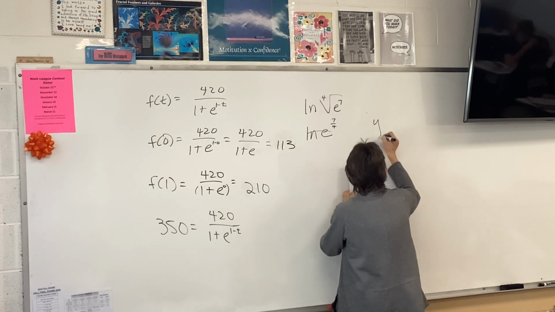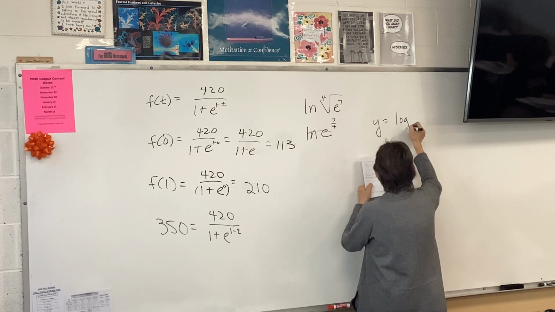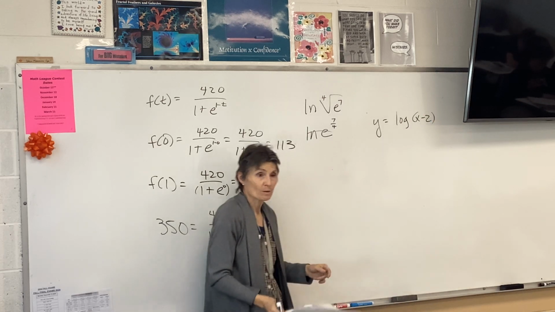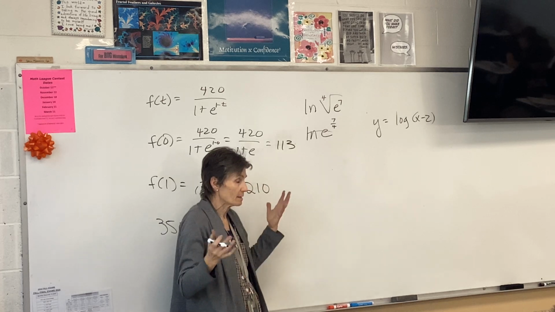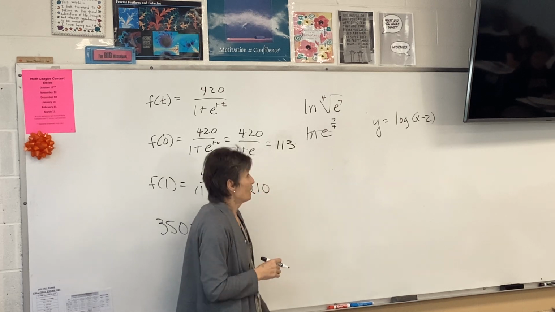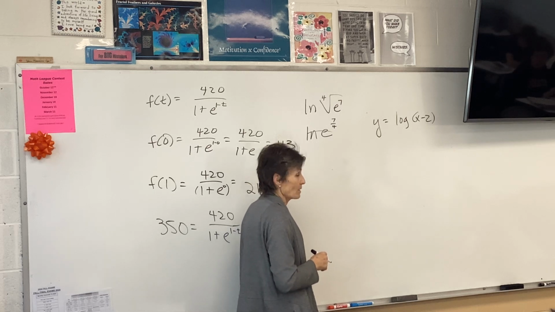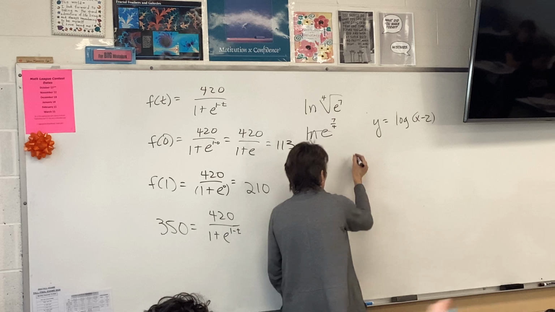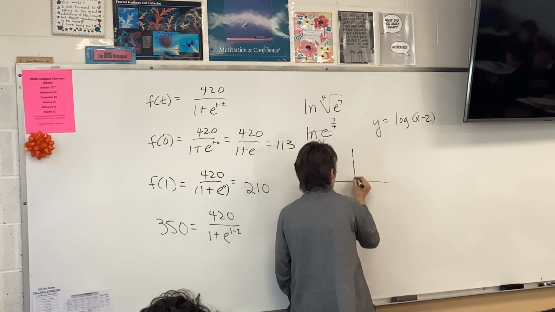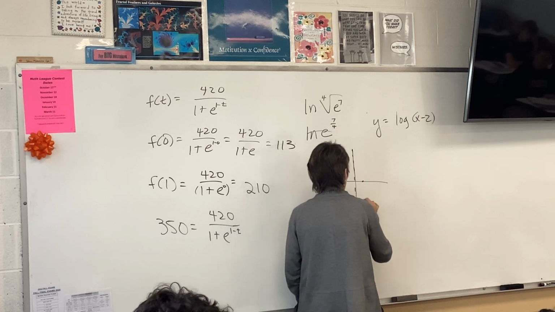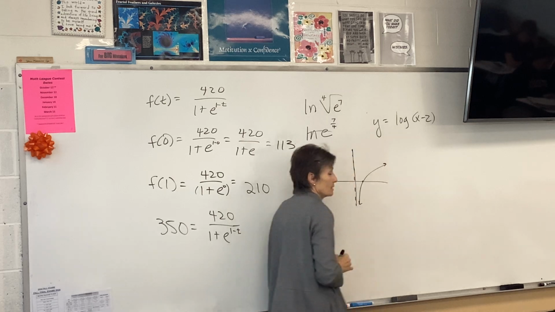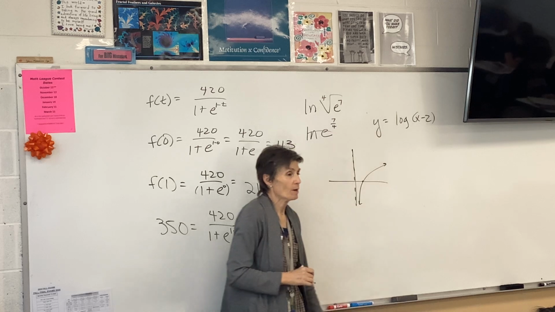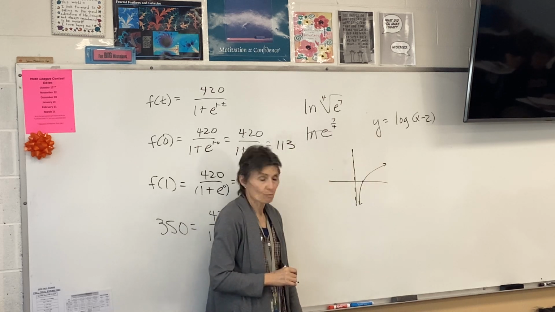Okay, so we have y equals log x minus 2. This goes all the way back to your BFFs, which you can't forget because they are basic. What does a logarithmic curve look like? It has one asymptote here, and goes out like this, right? What happens when you subtract 2? It goes right 2.